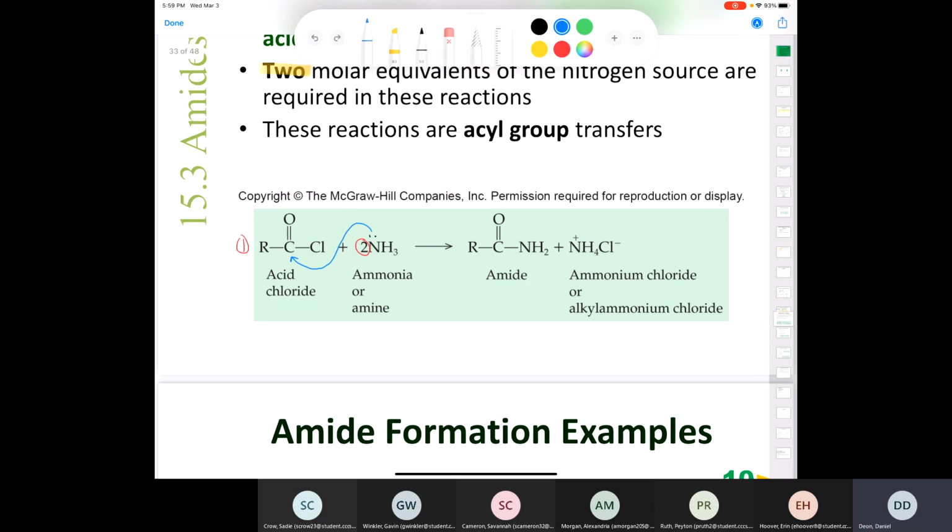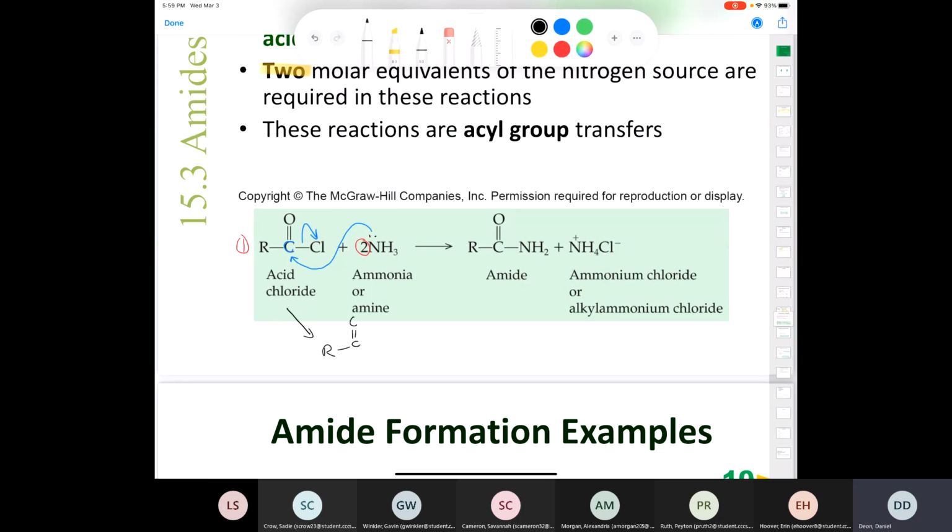Carbon cannot have more than 4 bonds. So what happens is it collides with the carbon at such a force that it forces the chlorine off of the molecule. And so what you end up with is something that looks like this. Let me draw it out for you so you follow me here.